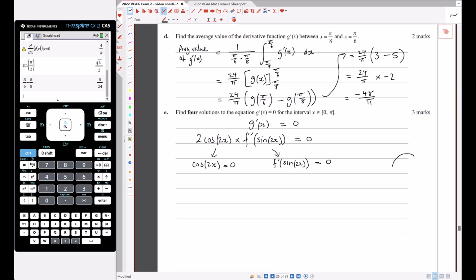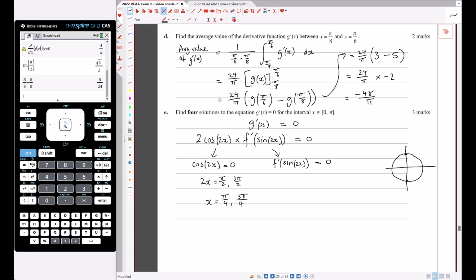So cos 2x equals 0. Cos is the x coordinate, so it equals 0 at pi on 2 and at 3 pi on 2. That means 2x is going to be pi on 2 or 3 pi on 2, and so x is going to be pi on 4 or 3 pi on 4. There are only 2 solutions from that part of the function, and we need 4.